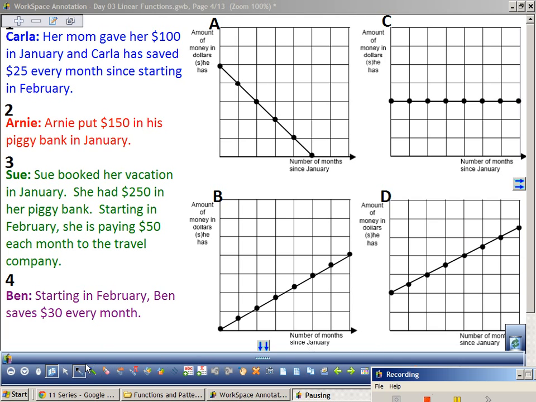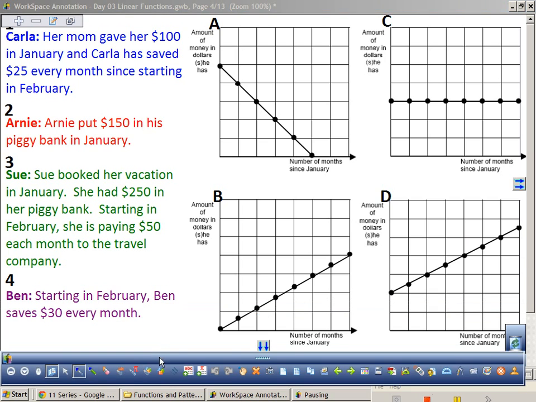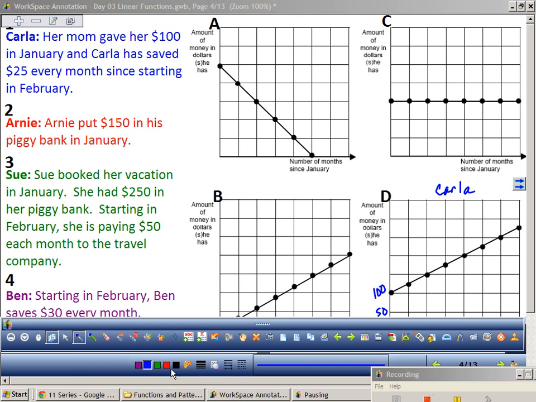Carla is B. Full sentence, please. Okay, I think Carla is B because her mom gave her $100, so it's about $200. Her mom gave her $100, so that means this must be in increments of what? 50. So that would make that $100, and then what? 25, so it's rising by 25 each month? Good job. Somebody else. Let's hear it, Brandy.